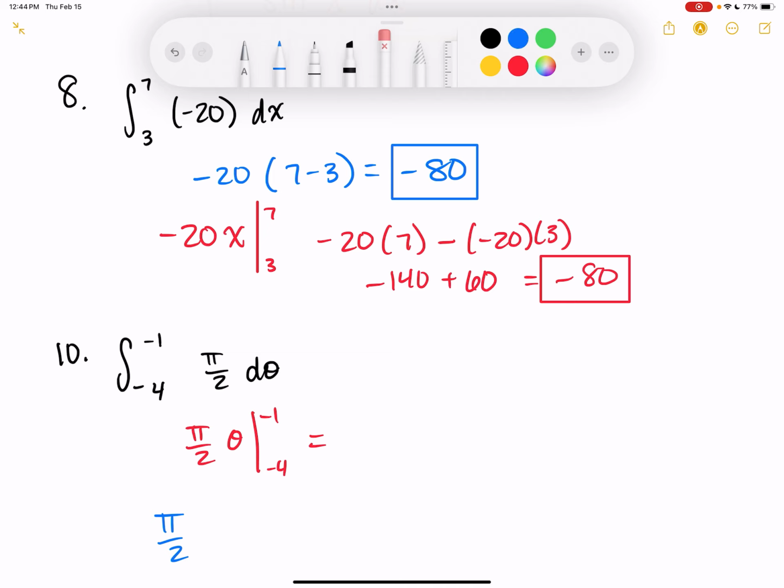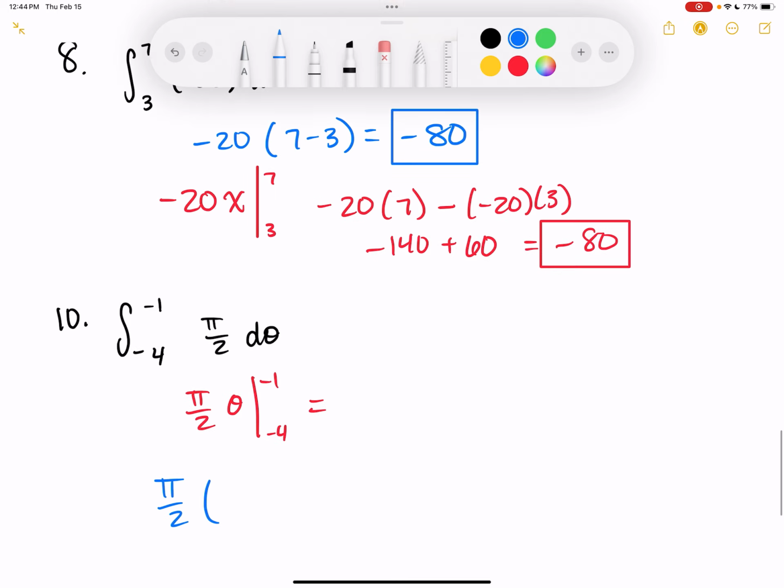So then we multiply by the top minus the bottom, so negative 1 minus negative 4, so plus 4. And so then that would be 3 pi over 2. And you don't need to multiply it out to a decimal. You can just leave it like that. Obviously, 3 pi over 2 is something we know, or like we can deal with.